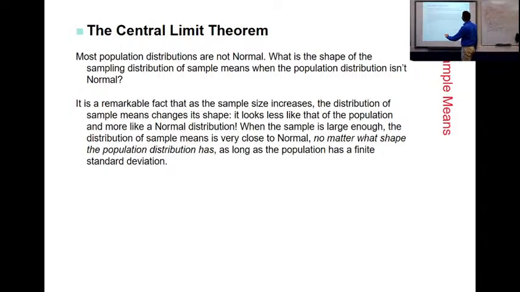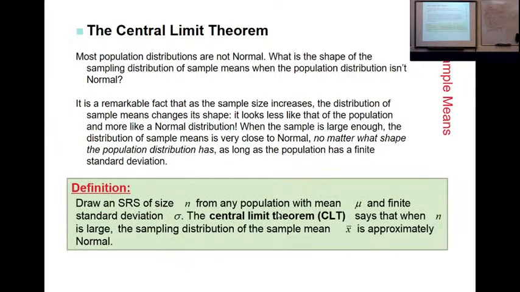Most population distributions are not normal distributions. So what if the shape isn't normal? As our sample size increases, the distribution of sample means changes its shape. It looks less like that of the population and starts to look more and more like a normal distribution the larger a sample that we take. It starts to center at the mean and looks more and more like a normal distribution. And this fact is called the central limit theorem.